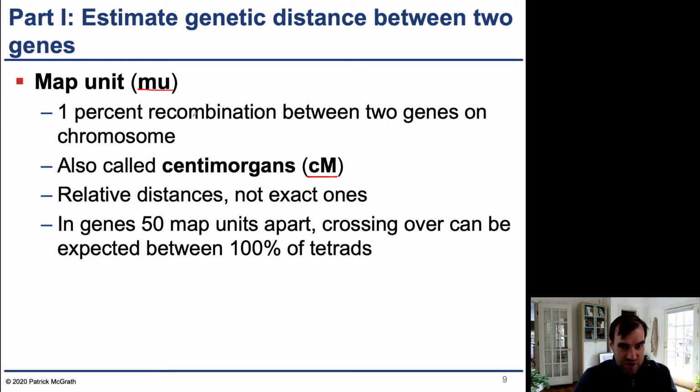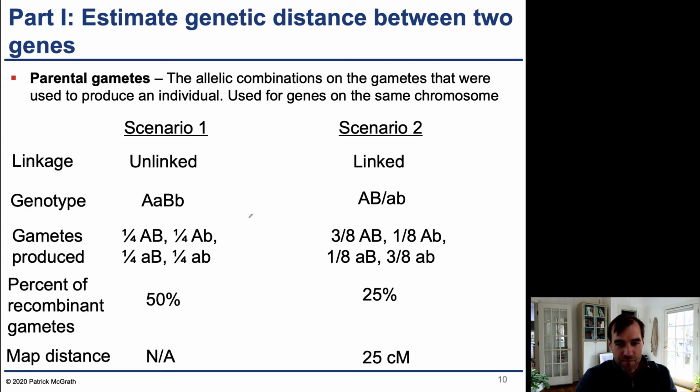So 1% recombination between two genes on a chromosome. So these are relative different distances, not exact ones. And in general, 50 map units is the size of an entire chromosome. So the largest size two genes can be apart is 50 map units apart.